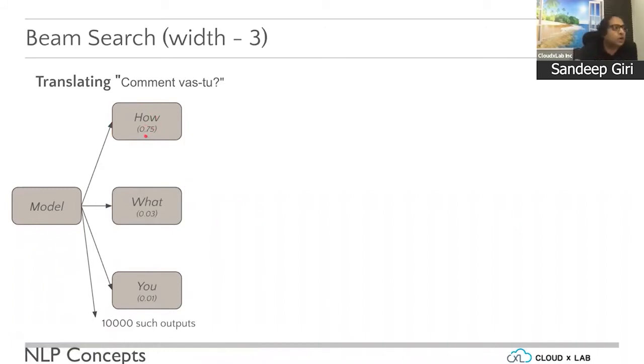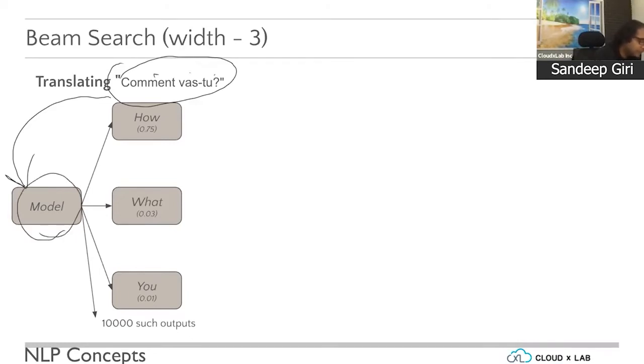Okay. So "how" has 75% probability as the first word of the result. So we are feeding this text, "comment allez-vous", to this model. Once we are done feeding one word at a time into this encoder decoder model, it will give us these 10,000 outputs. These are 10,000 outputs.